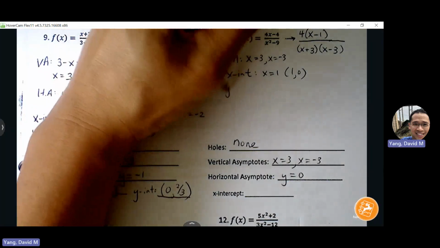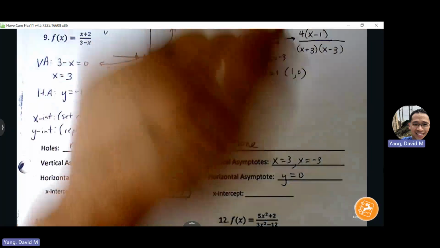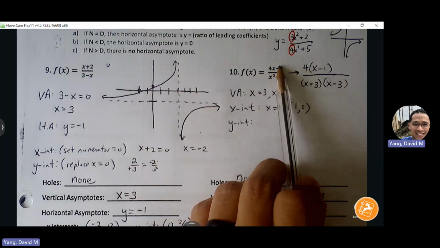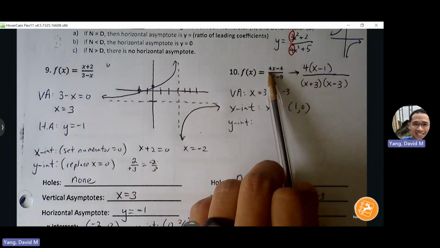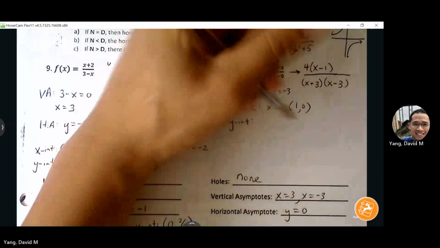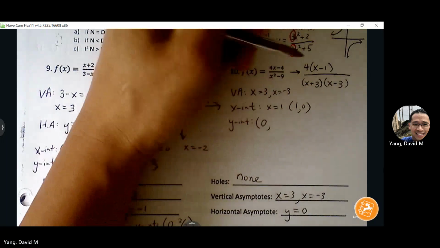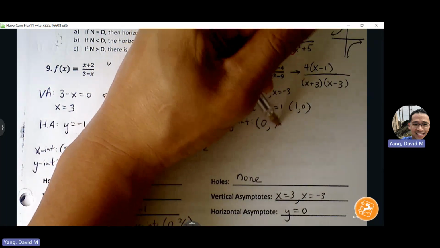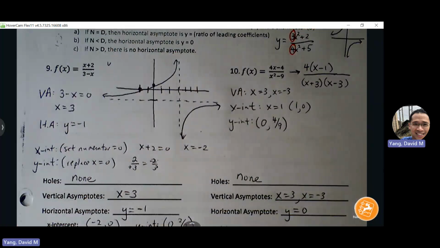And then y-intercept, replace every x with 0. I can go back to my original expression, maybe it's a little bit easier. If I take away all the x's, anything connected to the x's, what's my y-intercept? 4 over 9. Yeah, the negatives cancel out. So 4 over 9, that's close to 4/8. That's a little bit more than a half.